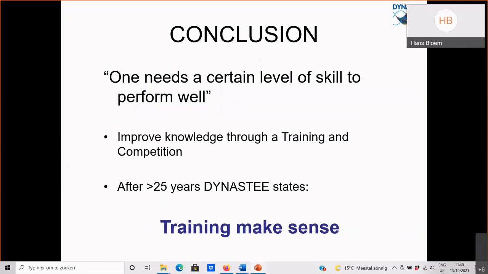Overall, after so many years of giving training to people, I think we have now had more than 200 people in our summer schools. What we have learned from it is that you really need skill to perform well in this kind of analysis. And we would like to conclude with that as well. And we are thinking of organizing a kind of competition.